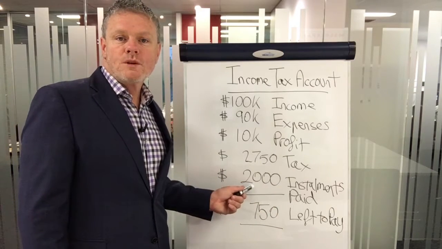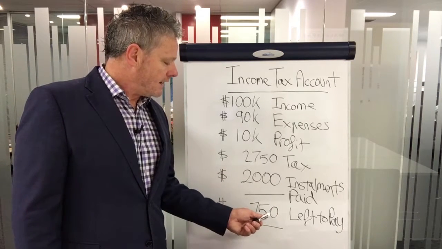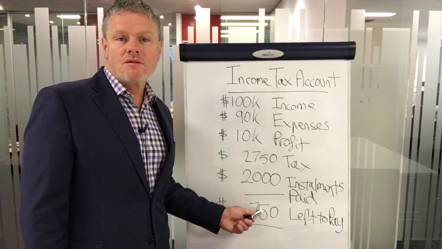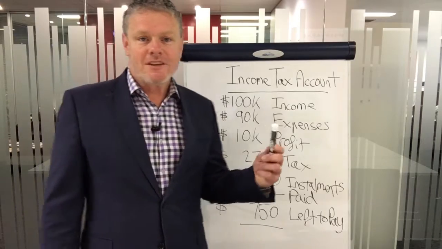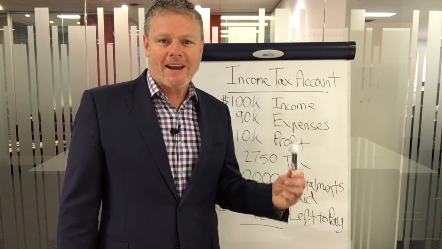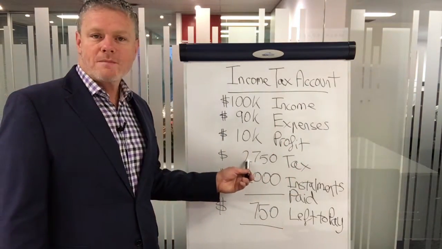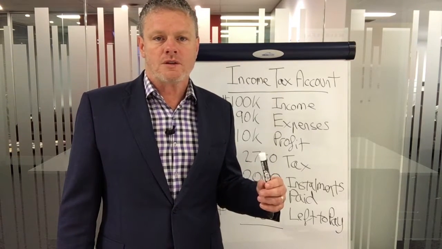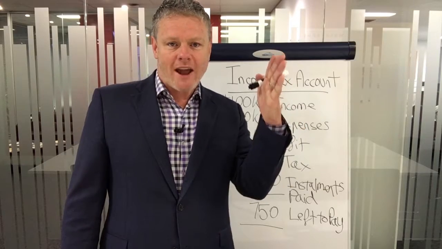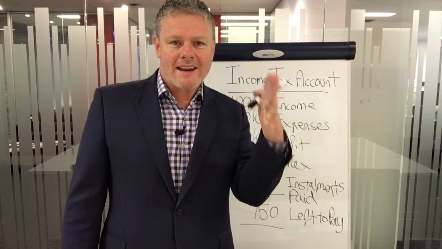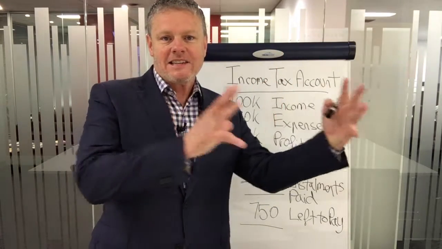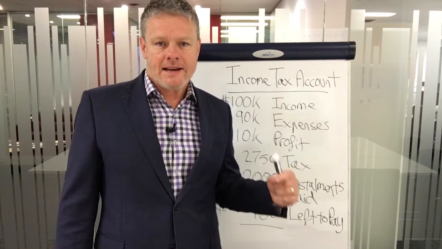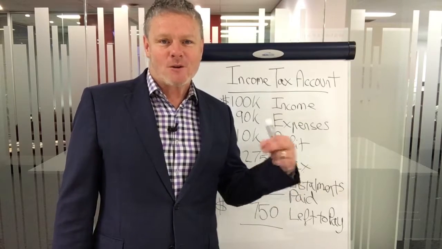So these instalments during the year were $2,000, and so what's left to pay on the income tax return is $750. But at the end of the day, the income tax to pay on this company for that particular financial year is $2,750. Income tax is what actually happens and is what gets assessed. There's a clear difference between PAYG instalment tax for companies and individuals, and I'll go through that now.